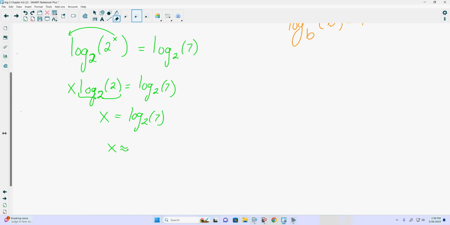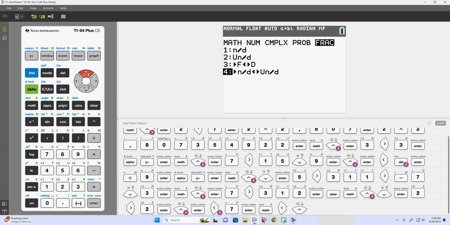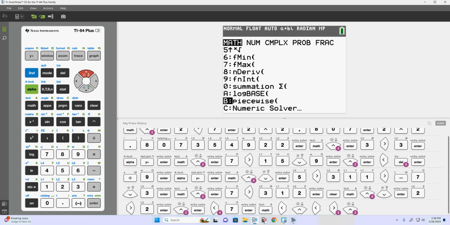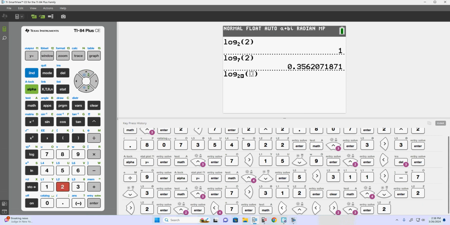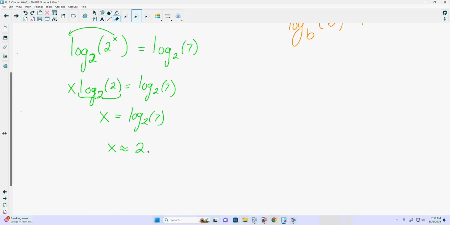Now x is by itself. Log base 2 of 7 is 2.80735. We're going to round to the third decimal place. So it's approximately 2.807. That's it.